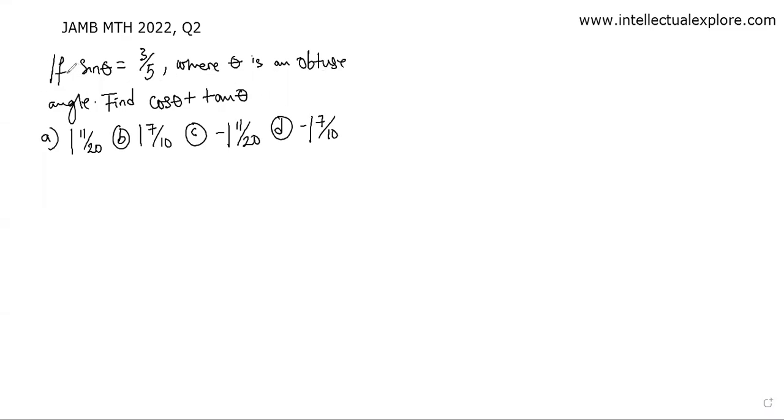Okay, question number 2. If sine theta equals 3/5, where theta is an obtuse angle, find cos theta plus tan theta. Okay. So now, sine theta.